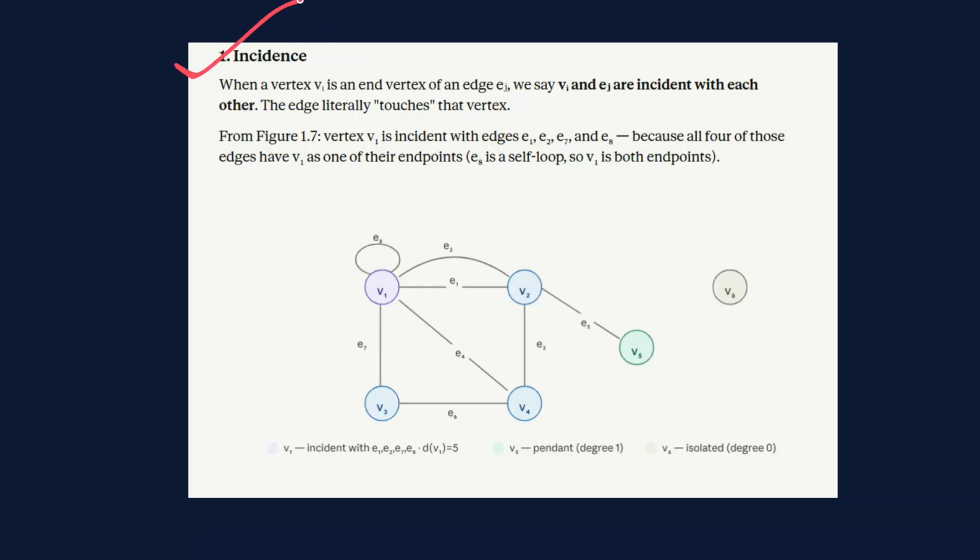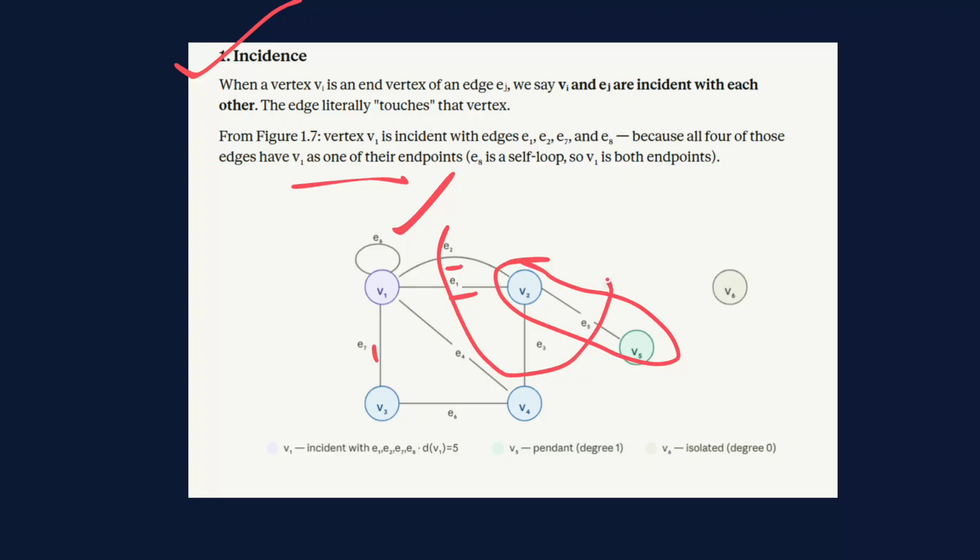Now let's see what we mean by incidence. Vertex v1 is incident with the edges e1, e2, e7, e8, and e4 would also be there, because all four of these edges have v1 as one of their endpoints. Similarly, if v2 and v5 have one edge between them, we can say v2 is incident with edge e5, and also with edges e2, e1 and e3, because one of the endpoints of each of these edges is v2.